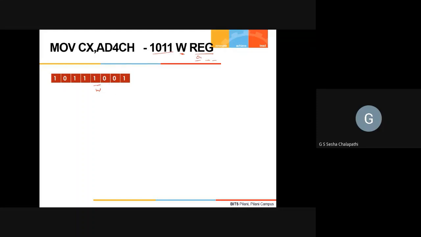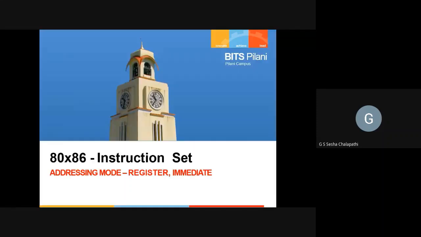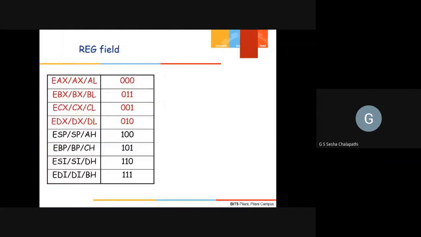Now again, the question that one student asked in the last class: how do you know whether 001 pertains to CX? If you look at this particular table, 001 can be either CX or CL or ECX. Because the W bit is 1, it is clear that it cannot be CL. It has to be either CX or ECX.